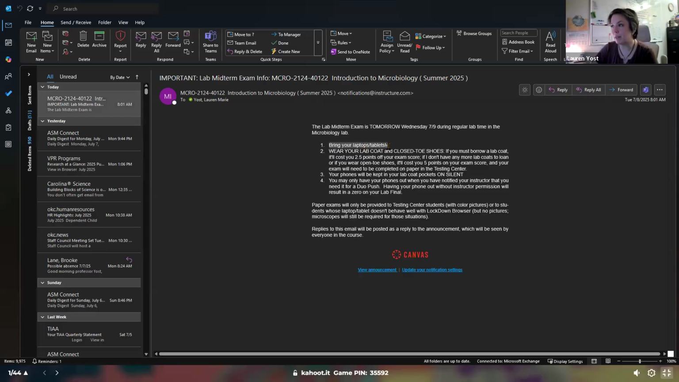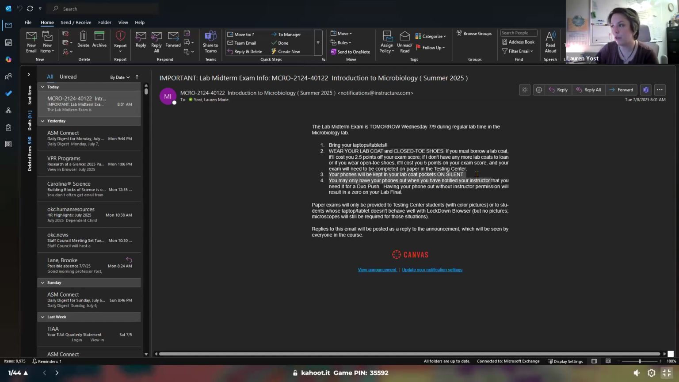Bring your laptops and your tablets. This is a Canvas-based exam, just like your unit exams, but it's all going to be multiple choice. There's no short answers on this one. Wear your lab coat and closed-toed shoes. Otherwise, you could be missing points on your exam if I have to loan you a lab coat or if you don't have closed-toed shoes. And if you don't have closed-toed shoes or if everybody borrowed a lab coat and I don't have any extras left, then you're going to be asked to go to the testing center to take your test. And whatever grade you get on the testing center, you're going to have 5 points removed.